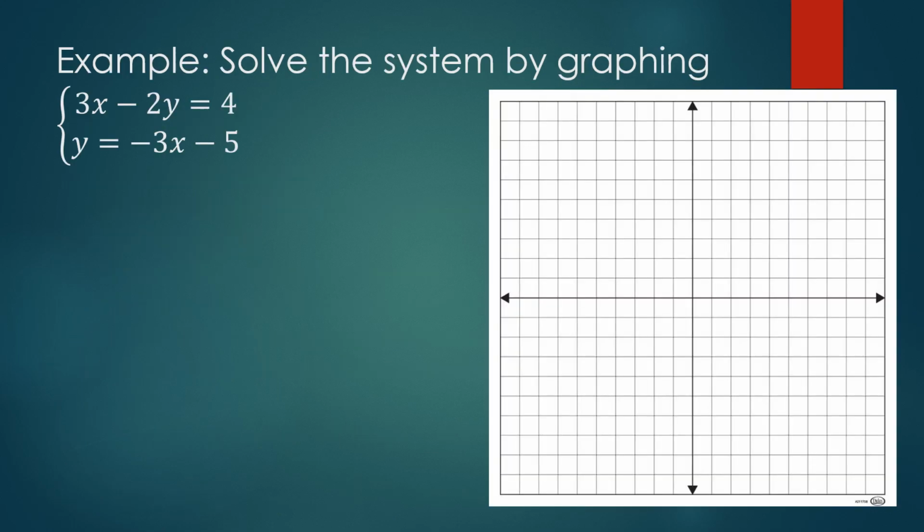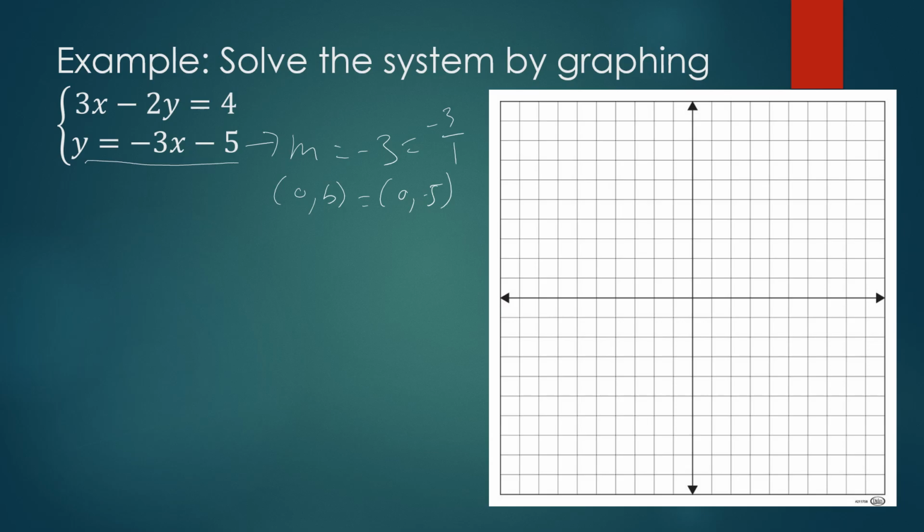So let's practice. We're going to solve the system by graphing. The second equation here is listed in slope-intercept form. So from here, I know that my slope is -3 and that my y-intercept is (0, -5). So on the graph, I can plot the ordered pair (0, -5), and then use a slope of -3, which is the same as -3/1, to find another point.